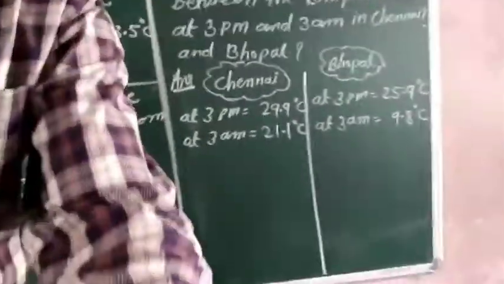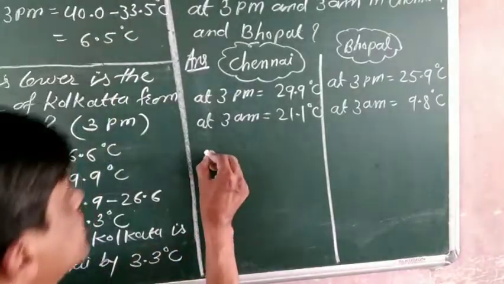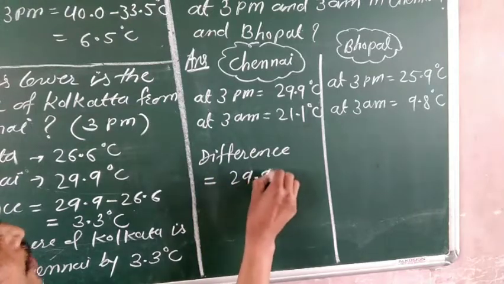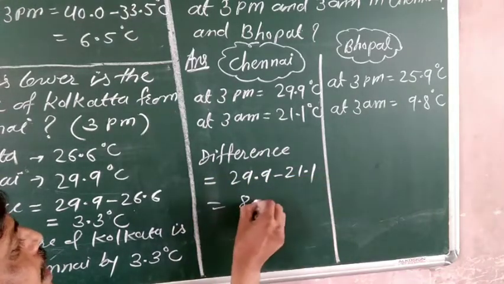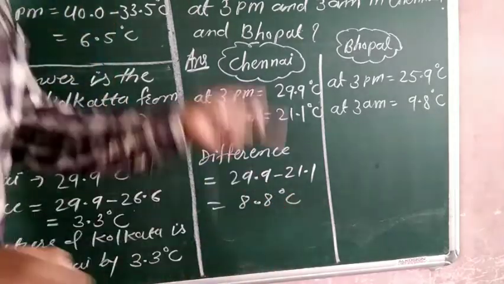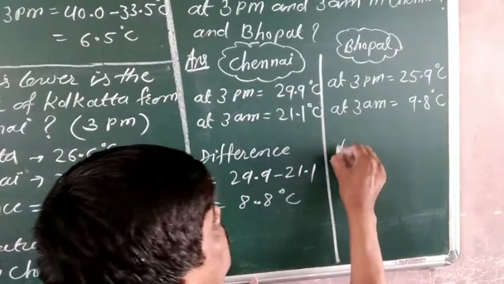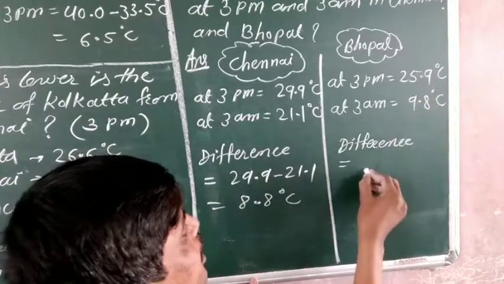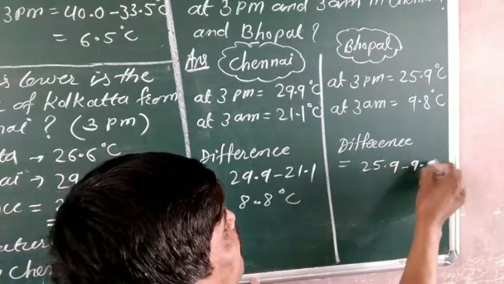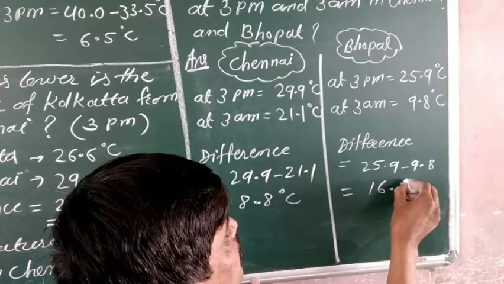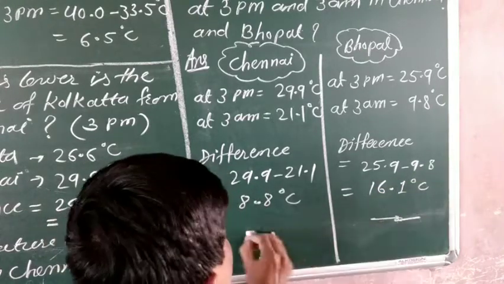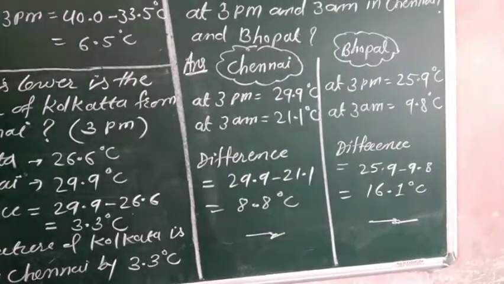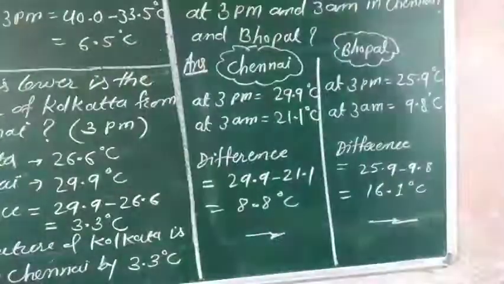Now what do we have to do? Here we have to find the difference. Let's calculate the difference of both. See, how much is the difference, son? It is 29.9 minus 21.8, which is 8.8 degrees Celsius. This is the difference here. And now here, the difference between the temperature at 3 p.m. and 3 a.m. is 25.9 minus 9.8, which is 16.1 degrees Celsius. So this way we discussed some examples of temperature, and this is the last part of today's class and chapter. So this way our chapter has been finished here. Thank you.